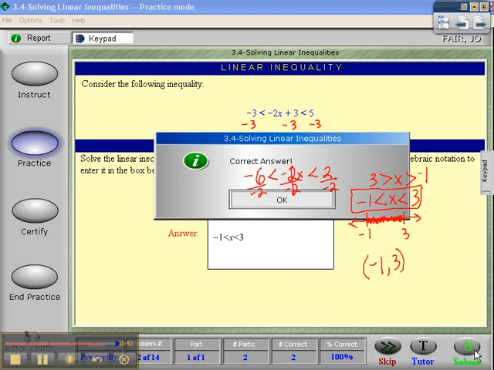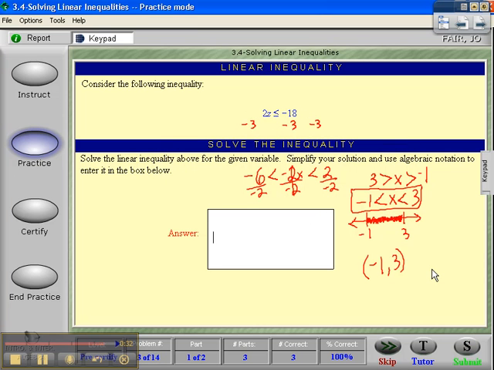Okay, and again, the key things on that one were if you have the dual inequality going on, and also anytime you multiply or divide by a negative, don't forget to switch the direction of your inequality sign. Hope these little lessons help you. Good luck.